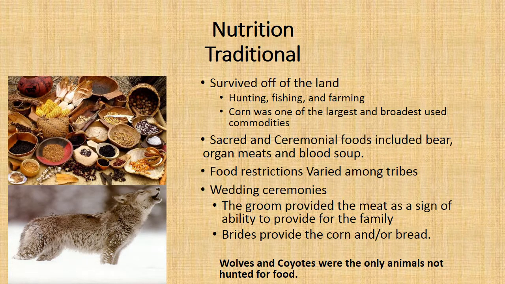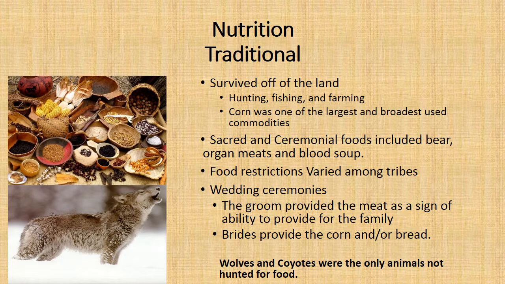As in many cultures, nutrition has changed drastically as the years have progressed. In the Native American culture, we will start off with traditional nutrition. Back in the traditional days, as I'll refer to them, they survived off the land, hunting, fishing, and farming. Corn was one of the largest used commodities that was grown, as it was the most broadest form. It would be used in lime water to make dough, and they would also use it to make breads and porridges. Sacred and ceremonial foods included bear, organ meats, and blood soup.